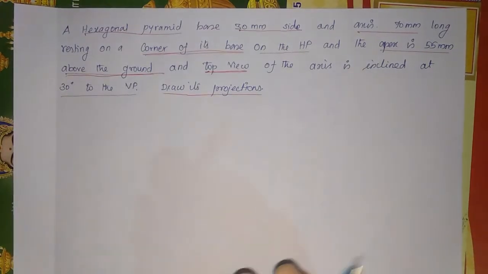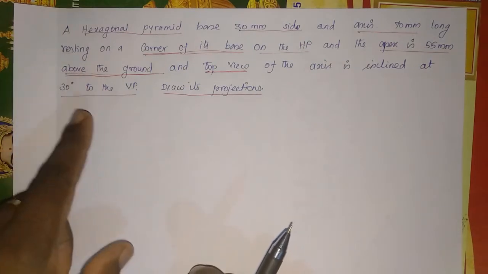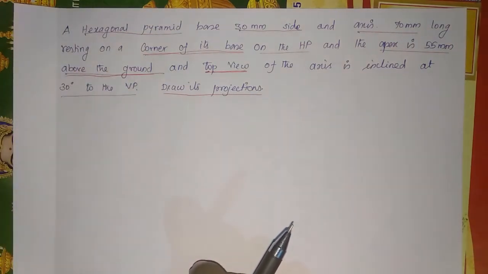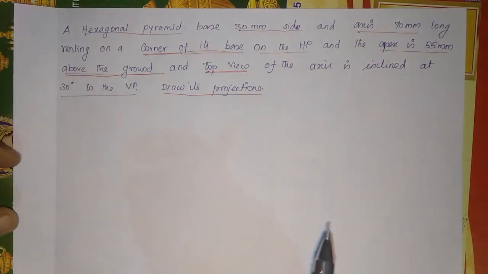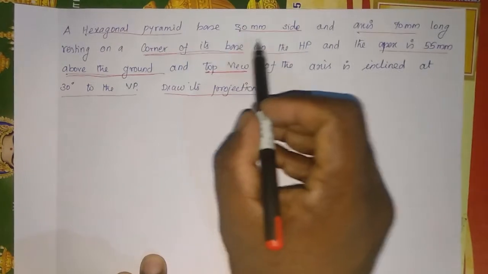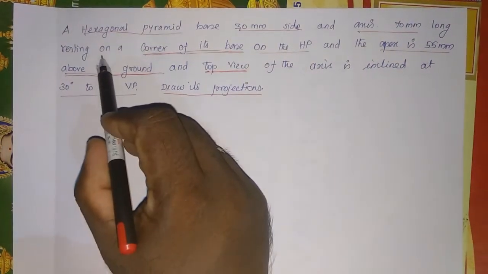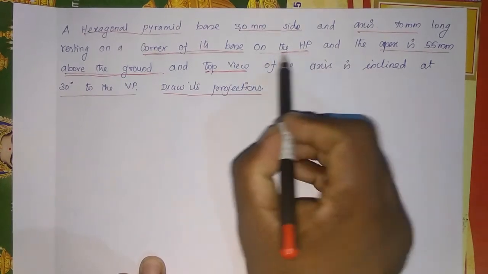Okay, so most of the things are directly given in the problem. First we have to draw the simple position of the hexagonal pyramid. We know that the pyramid's base is a hexagon in shape, so first we have to draw that hexagonal base. Where do we have to draw the hexagonal base? That is identified from the question itself. The hexagonal pyramid is resting on the HP.